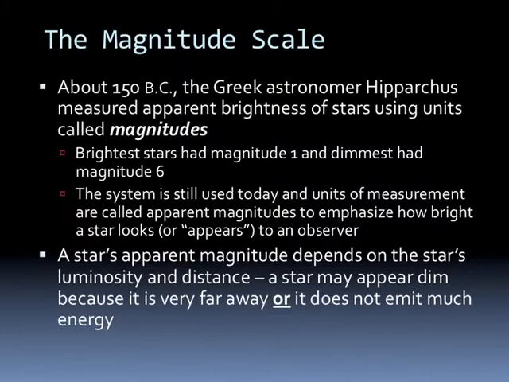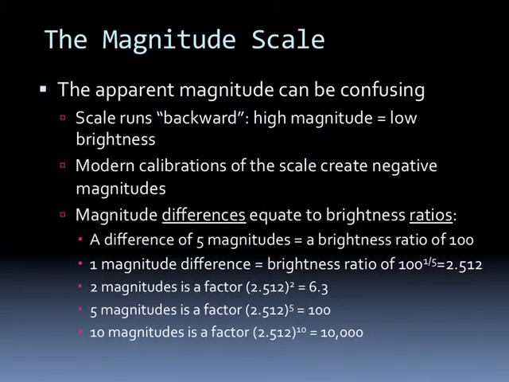A star's apparent magnitude depends on the star's luminosity and distance. A star may appear dim because it's either very far away or it doesn't emit much energy. Now apparent magnitude can be confusing because the scale runs backwards. It's a logarithmic scale. High magnitude means low brightness. And modern calibrations of the scale actually create negative magnitudes for things like the Moon and the Sun.